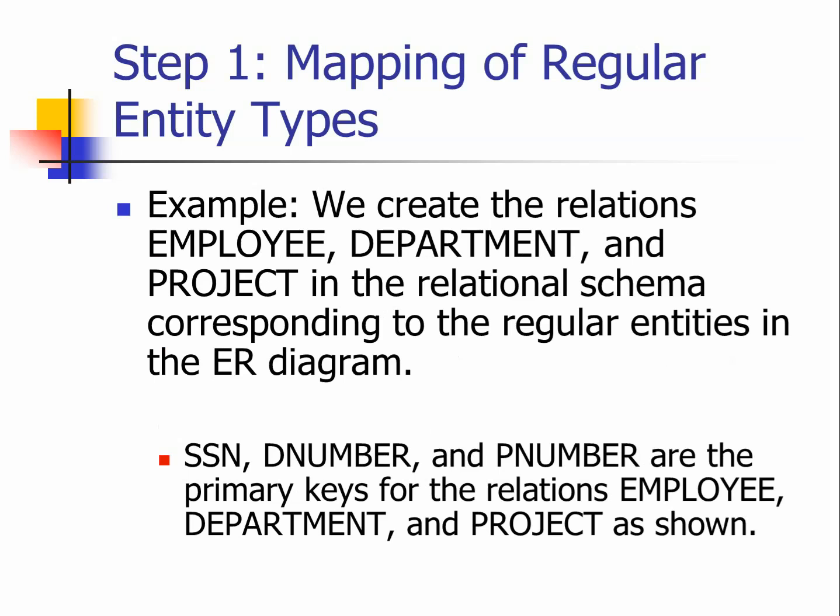So, for example, there are 3 regular entities, and we want to look into that one by one: employee, department, and projects in the relational schema corresponding to the regular entities. So what we are going to do is create those 3 regular relations and then try to identify their key attributes so that we will underline the key.